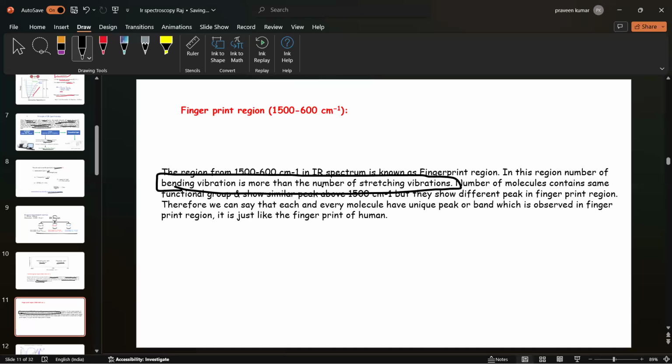That's why a number of molecules containing the same functional group show a similar peak above 1,500, but they show a different peak in the fingerprint region. Therefore, we can say that each and every molecule has a unique peak or band which is observed in the fingerprint region. It's like a fingerprint of a human.